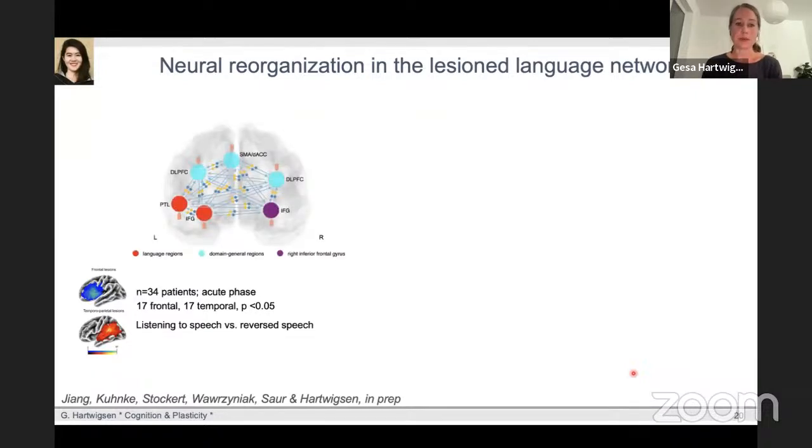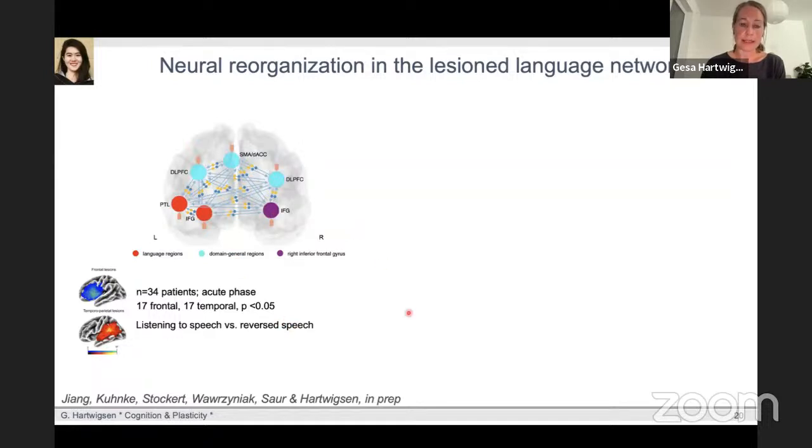Now, what did we do there? From a previous fMRI study, we selected regions of interest where we were interested in changes in the task-related interactions across the time course of the recovery. And we selected perilesional language areas, so the IFG and the posterior temporal lobe, and we always selected individually those areas that were not lesioned. So the red ones are the language regions that were of interest.